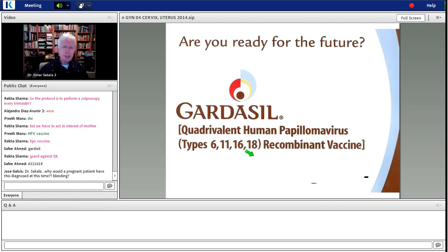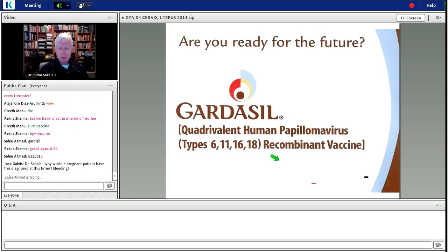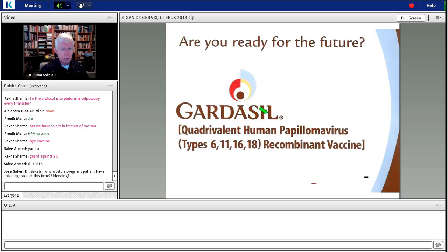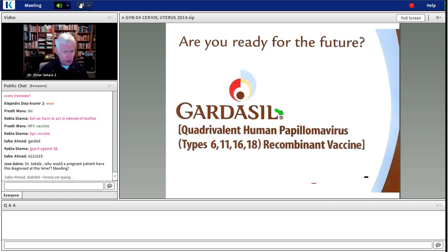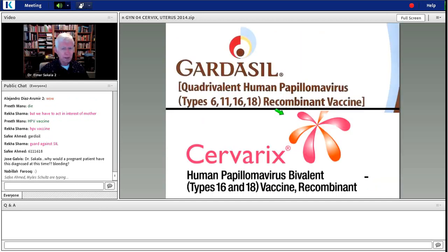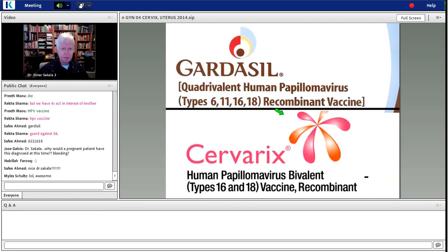Now, I thought it was kind of interesting the name that they picked, Gardasil. I wish I had thought of this, because if you look at the construction of this word, guarding against squamous intraepithelial lesion. Huh? What do you think? I think it's kind of clever.